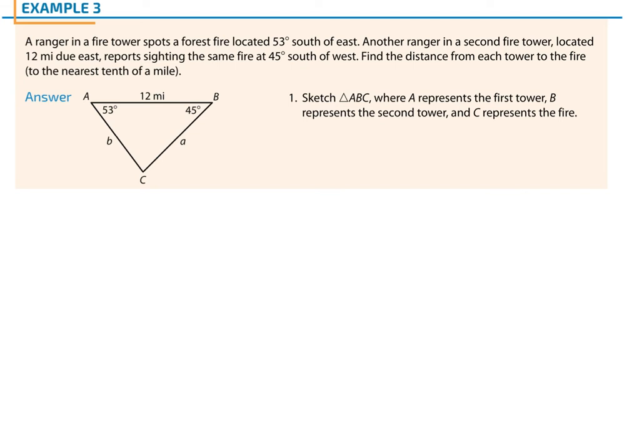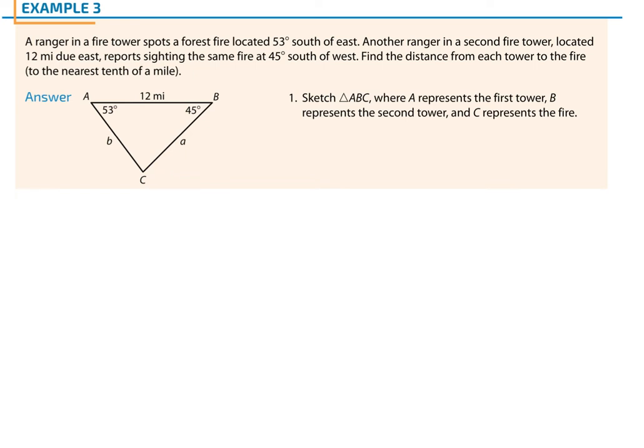All right? So what they're saying is we have Ranger A over here. He sees this fire. The angle of it is 53 degrees. This ranger over here sees the same fire, but from his point of view, it is 45 degrees. And then they have told us that they are 12 miles apart. They want to know how far this fire is actually from each tower.